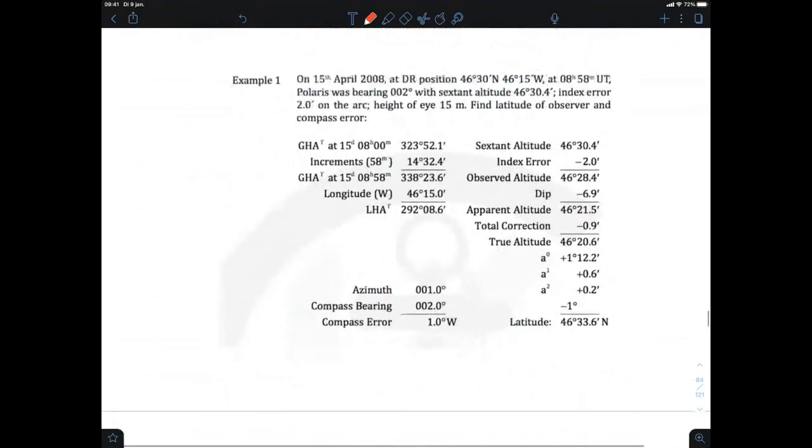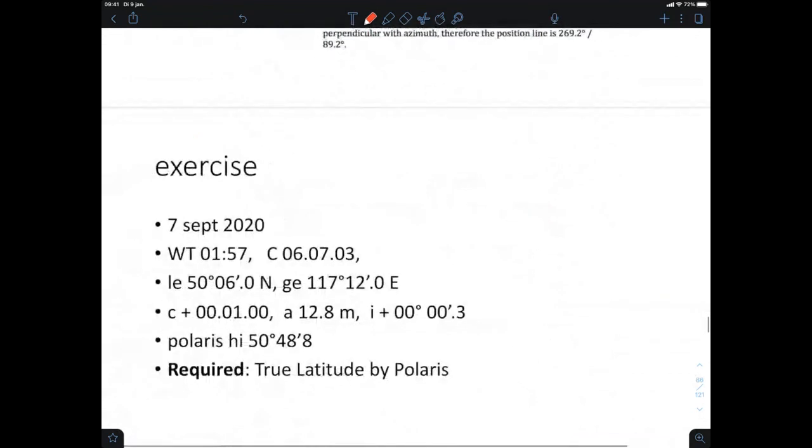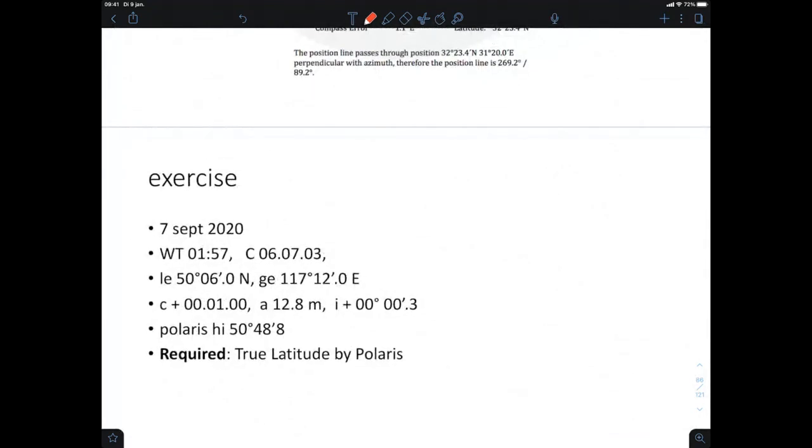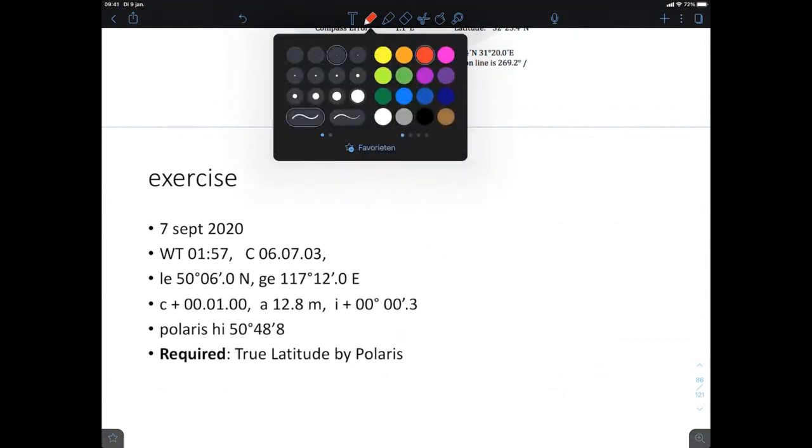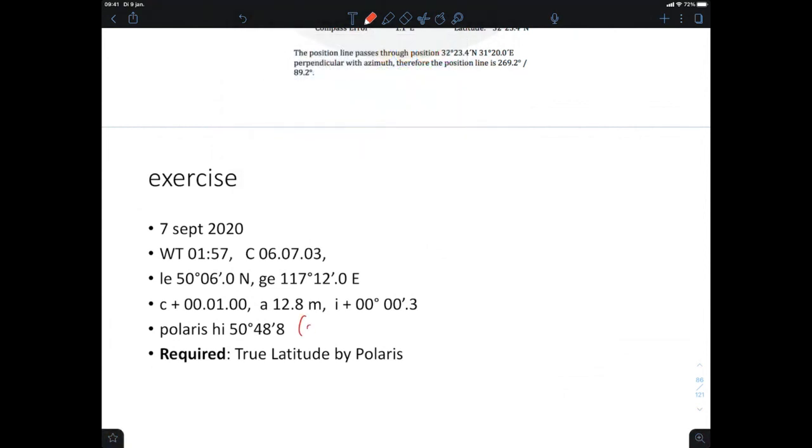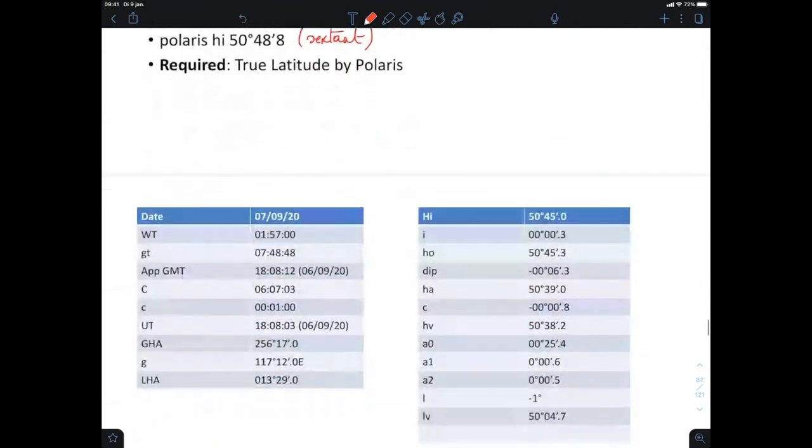So here are some examples. I think it's maybe best if we do an example together. We do an observation on the 7th of September. Our watch time and chronometer time are given. We know our estimated latitude and longitude. Chrono correction, altitude of the eye, and index correction are given, and our instrument height we observed with our sextant is 50 degrees 48.8. What is required? Determine your true latitude by Polaris.